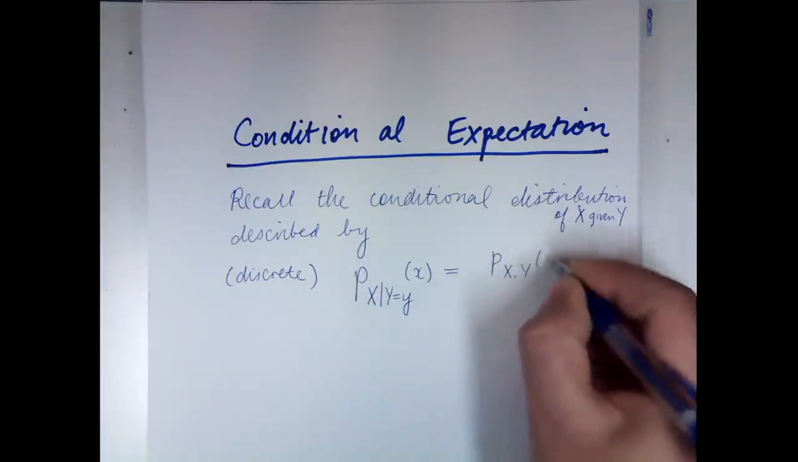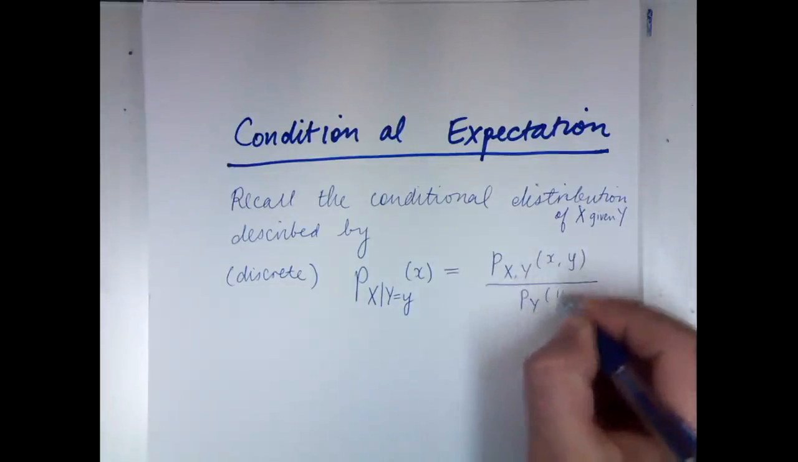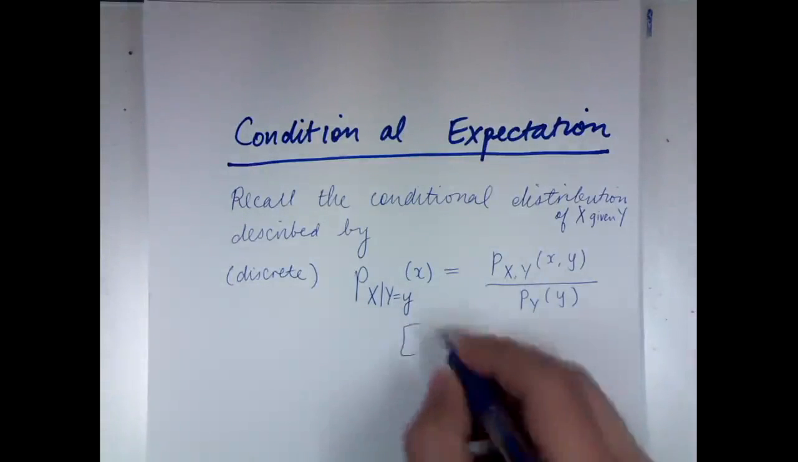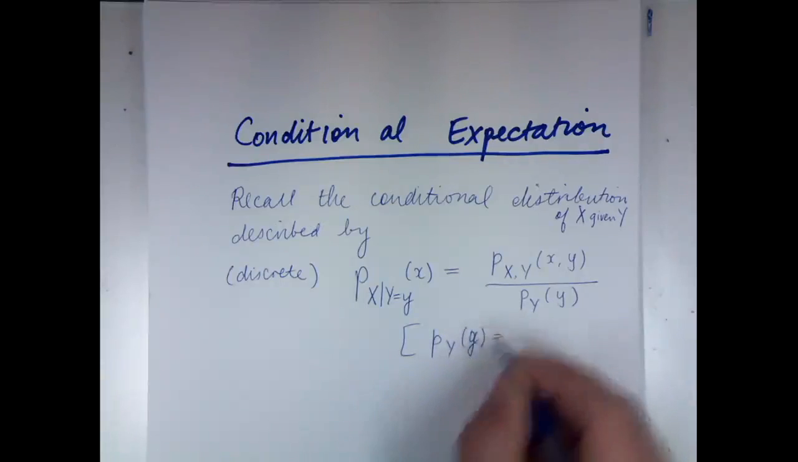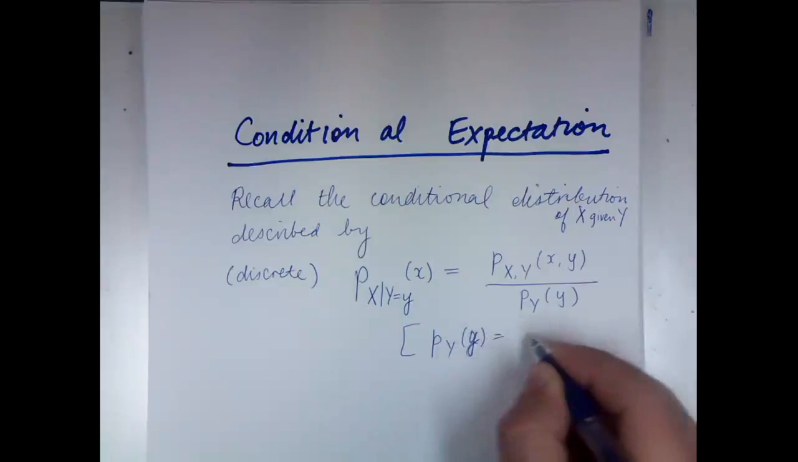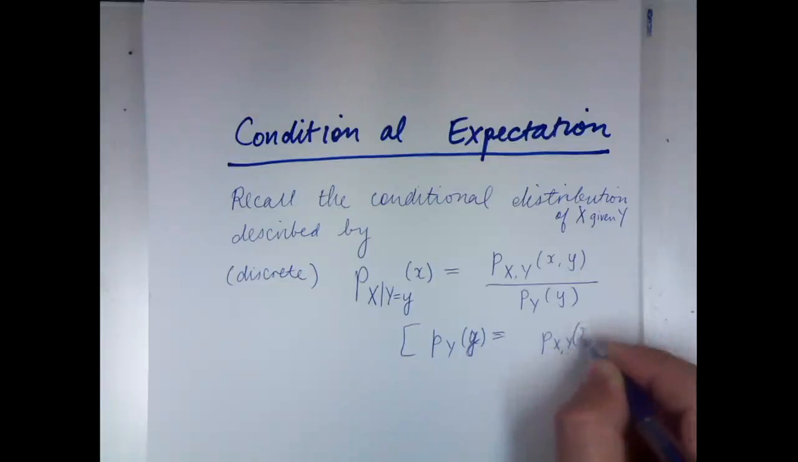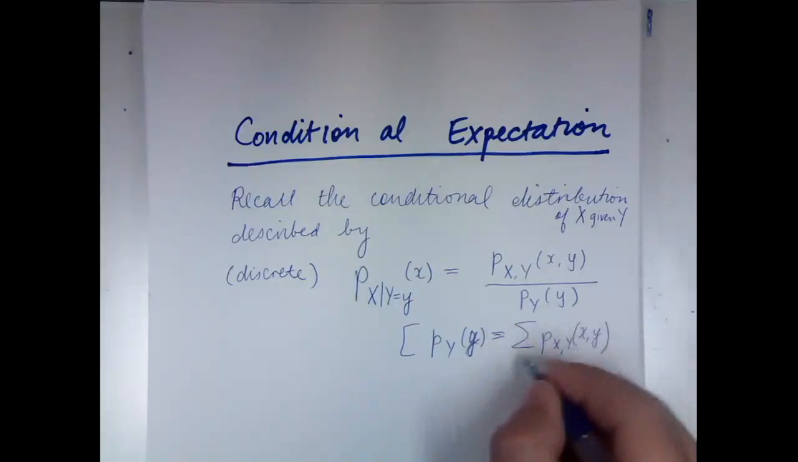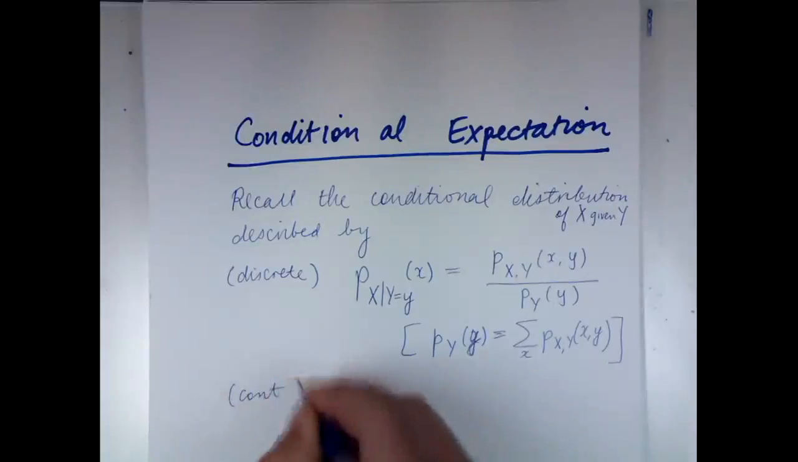If you never remember anything else, joint over marginal: p of x, y over p of y. And to remind those who forgot how to get the marginal from the joint, if I just want to know the chance that y lies at a particular value, what do I do to all the joint probabilities? Sum them all up. Yes, sum over all possible values of x. Okay, and the continuous case. So this is all review from last time.